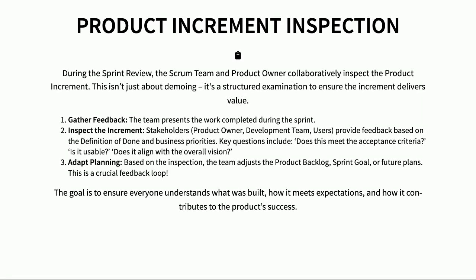Okay, let's talk about product increment inspection. This happens during the sprint review. Think of it as a really important conversation between the team and stakeholders. It's not just a demo, it's a deliberate check-in. The team presents what they've built, and then everyone, including the product owner and maybe some users, shares their thoughts. Are we meeting our goals? Is it actually useful? The inspection is about getting honest feedback and using that to shape the next steps, adjusting the backlog or even changing our priorities if needed. It's a key part of ensuring the product keeps moving in the right direction.